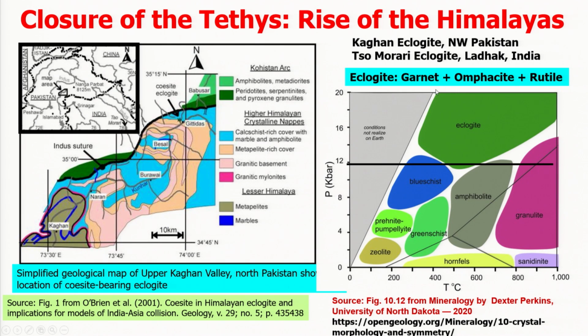And what is the significance of eclogites? This is the metamorphic facies diagram, a binary pressure-temperature diagram. In this diagram you see the different metamorphic facies fields. And where is the eclogite facies found? The eclogite facies is at a pressure above 12 kilobar.